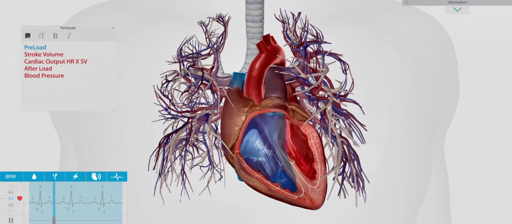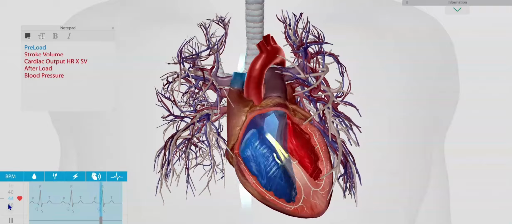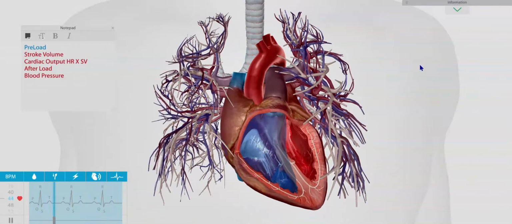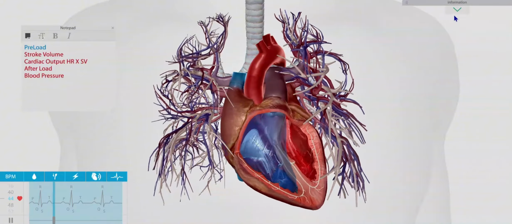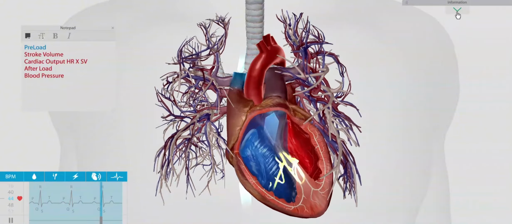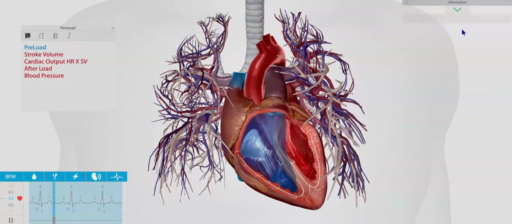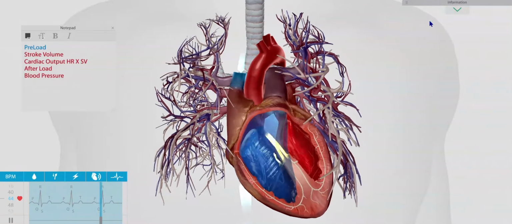Right. This is the third and final video in the series, The Details Matter: Perfusion, Pathophysiology of the respiratory system and the cardiovascular system.